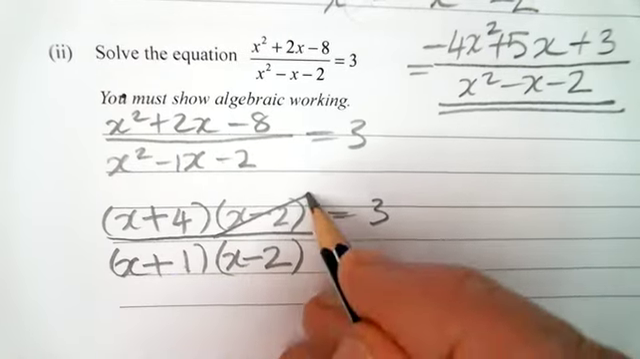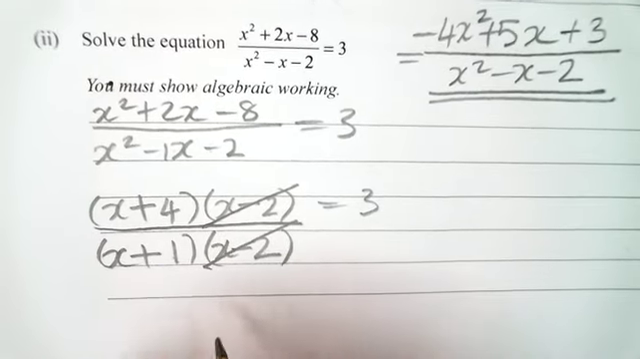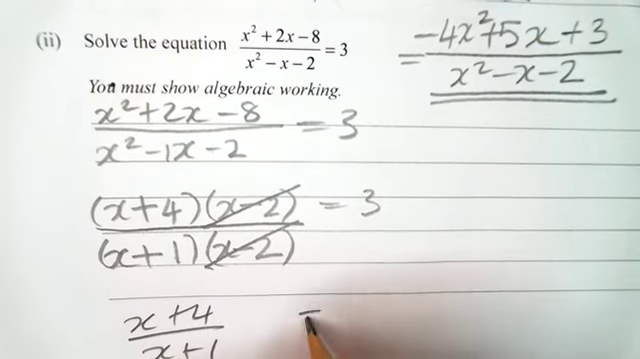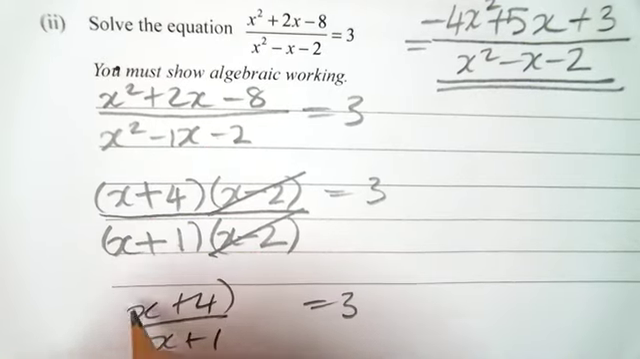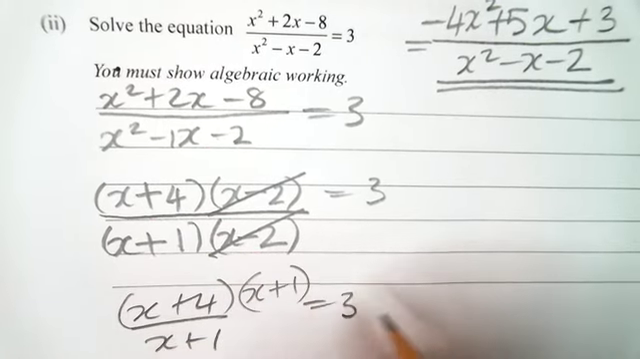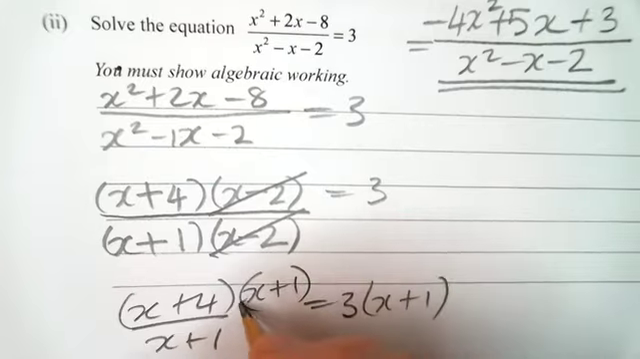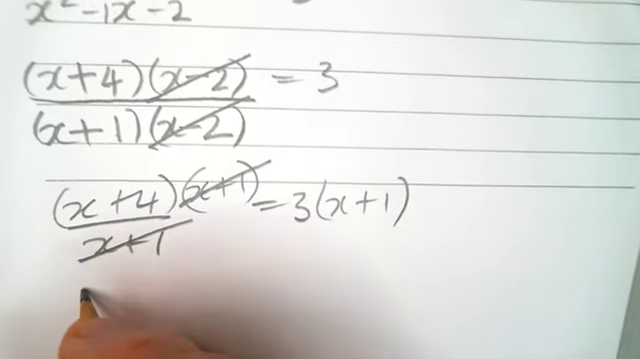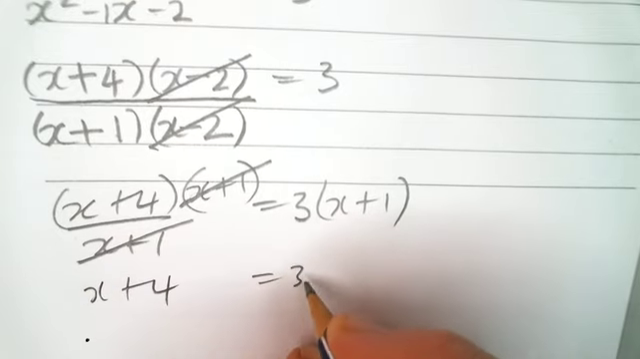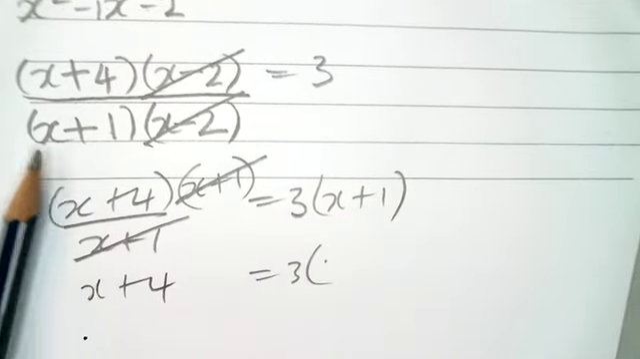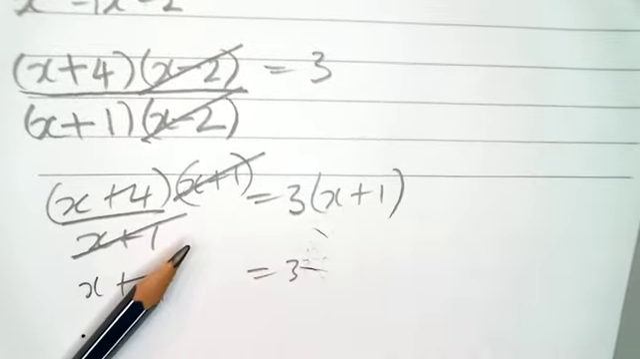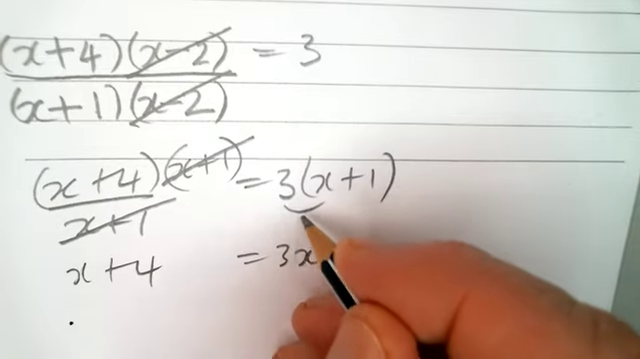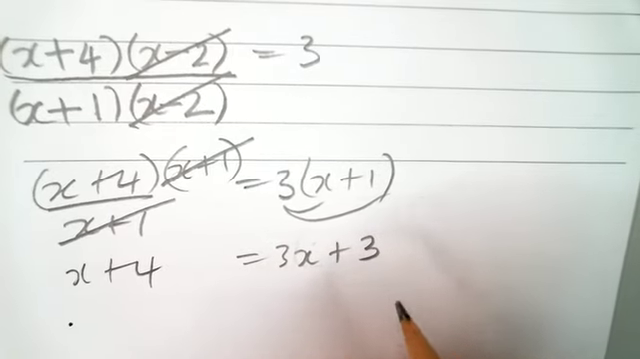Now I can see already I can cancel this here, which means I'm left with x plus 4 on x plus 1 is equal to 3. So if I was to multiply both sides by x plus 1, x plus 1 cancels with x plus 1, leaving me with x plus 4 is equal to 3 times x plus 1. In fact, I'm going to expand that out while I'm still here, rather than write it out, then rewrite it out again. So 3 times x is 3x, and 3 times 1 is plus 3.